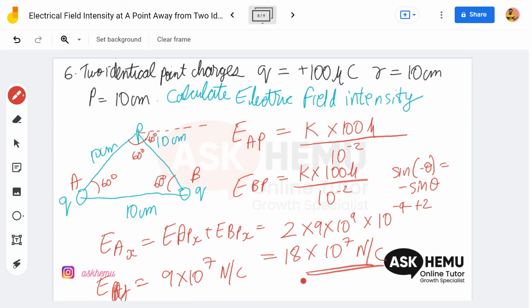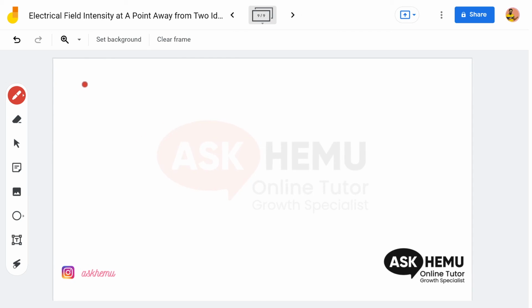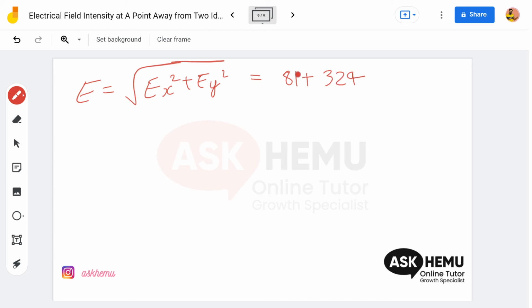So I have both my x component and my y component. Now I'm ready to solve for the triangle. Remember, if I have the x component and the y component, I can apply Pythagoras theorem and find the final answer. So I will square them: 81 plus 324, and 10 to the power 7 squared is 10 to the power 14. So you have that sitting outside, and we will simplify that right now.